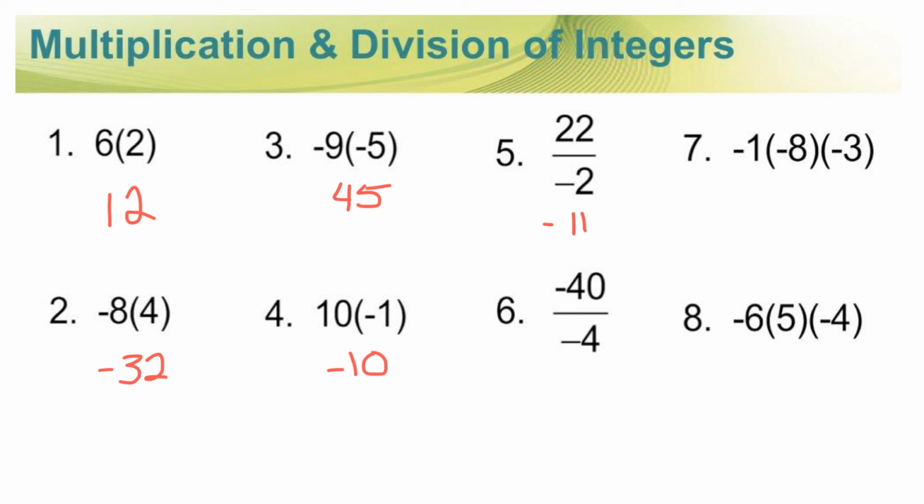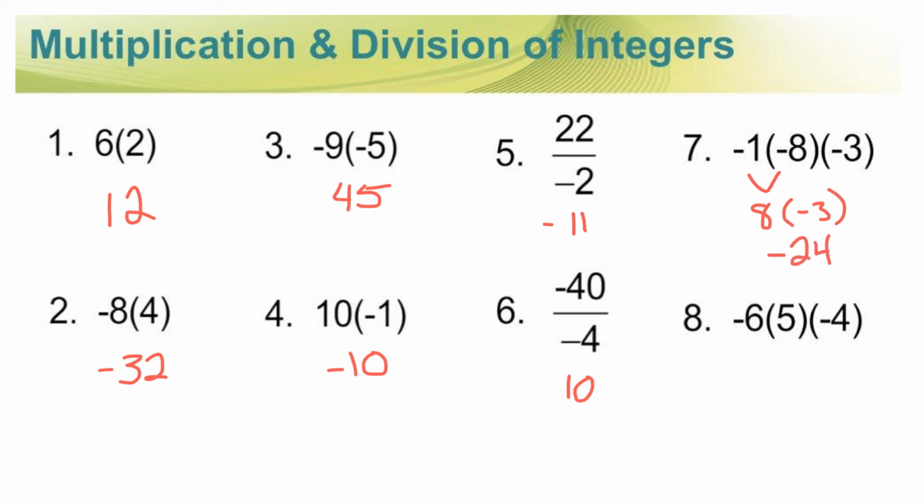For question 6, I have negative 40 divided by negative 4, and 40 divided by 4 is 10, and because there's 2 negatives, which is an even number, that means my answer is going to be positive. Now for question number 7, I have negative 1 times negative 8 times negative 3. So I'm going to take these first two here. Negative 1 times negative 8 is positive 8 times negative 3, which is going to result in a negative 24 as my answer.